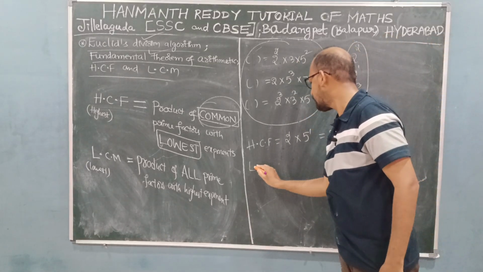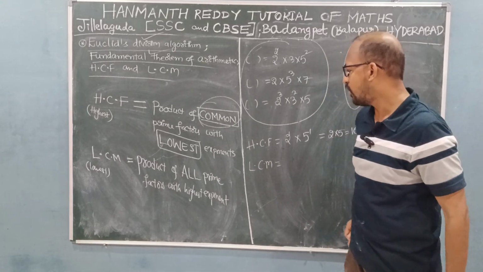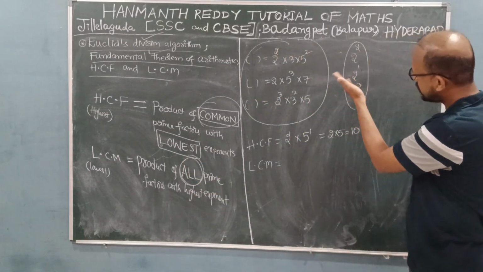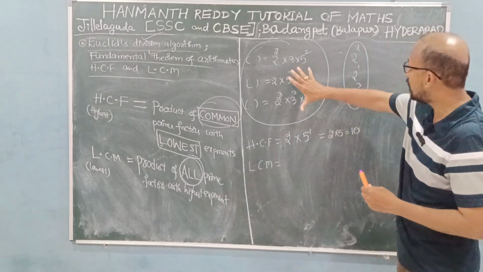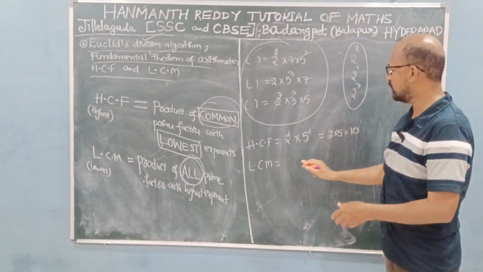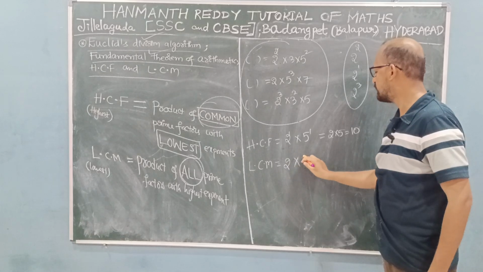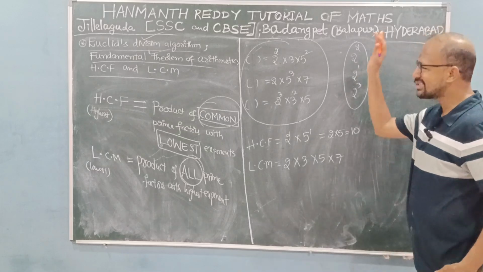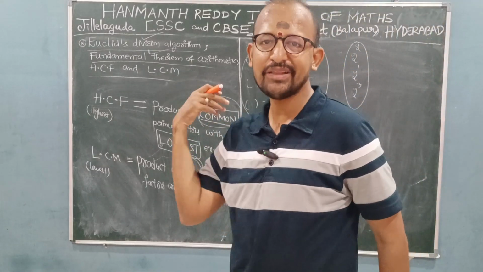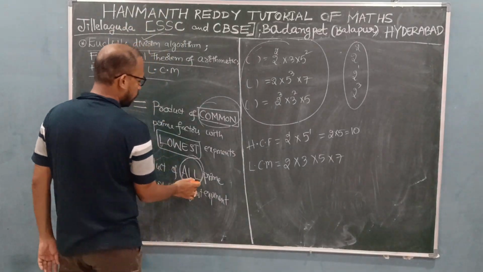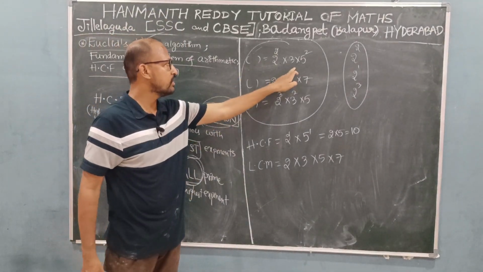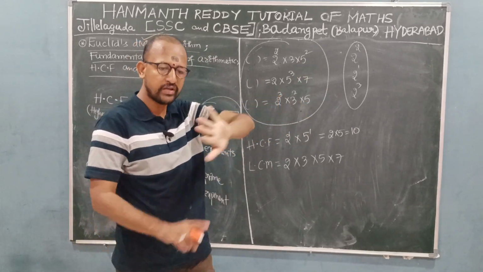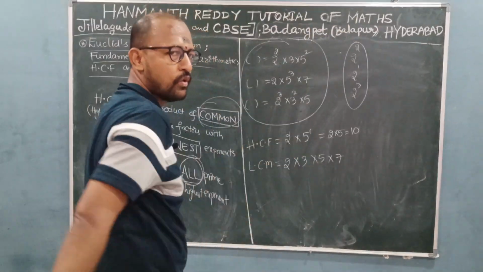Next, LCM. Write all prime factors. Write all, whatever is present. I am not asking for combined common. Write all: 2 is present, 3 also present, 5 also present, 7 also present. He didn't mention common; he is asking for the product of all prime factors. Write all factors from all the given 3 numbers.